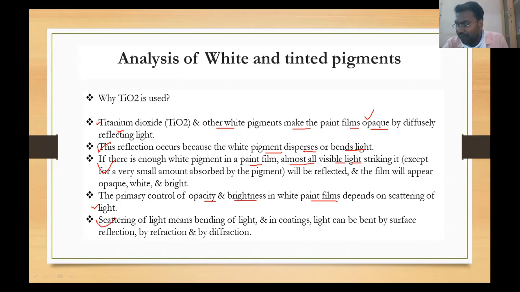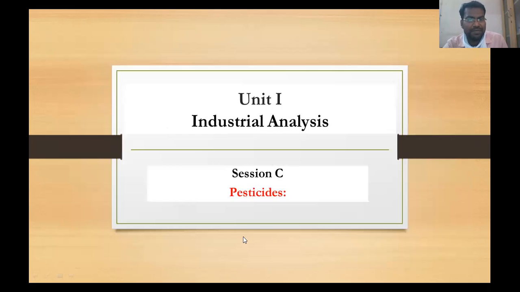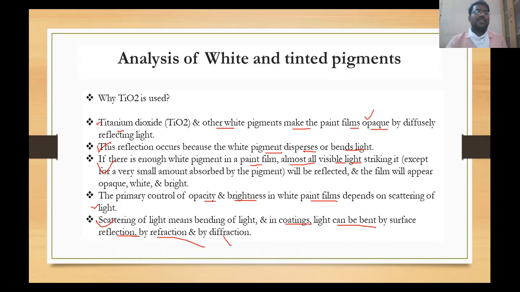So this scattering of light means bending of light, and in coating, light can be bent by surface reflection, by refraction, or by diffraction mechanism. Okay? So this part you will have to understand, how we can analyze this white or the tinted pigment. So this is the diffraction and the refraction part if you understand. So this is the basic material that is used for any kind of pigment, that is TiO2. Okay, I hope everybody understands this pigment section B.